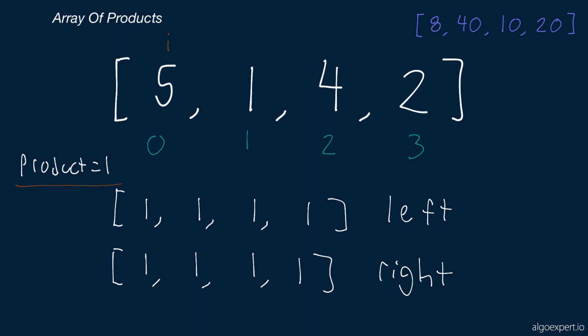So we see product starts off being equal to 1. Well, we already have a 1 here in our left array at position 0, so there's nothing that we need to do. But now, in the same iteration, what we're going to do is multiply our product by whatever the value is at this position.